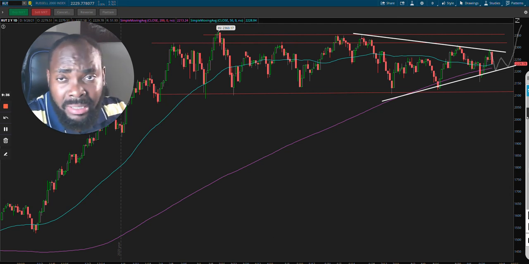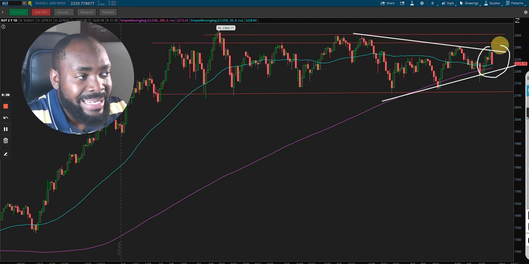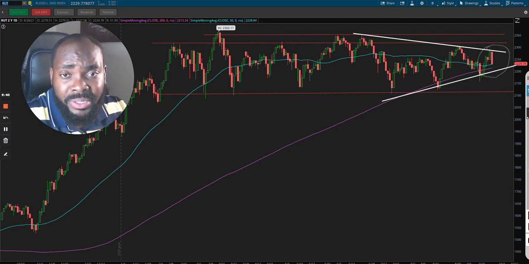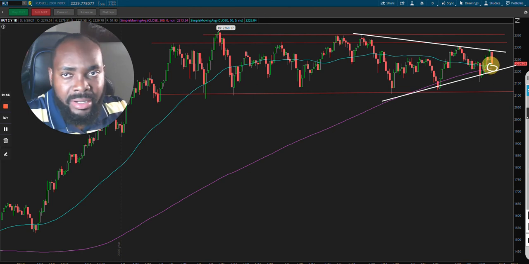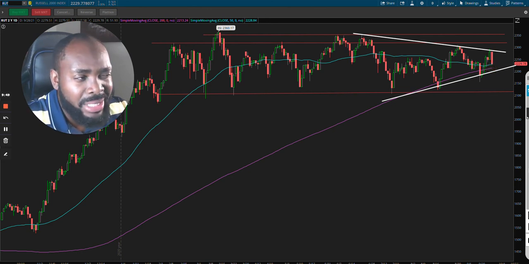But based on the momentum of the other indices, guys, everything is pretty much pointing to a downward move. So we have to be cautious as far as the Russell 2000 as well. But I would really like to see us getting a very nice bounce off the 200 and coming back to the upside.